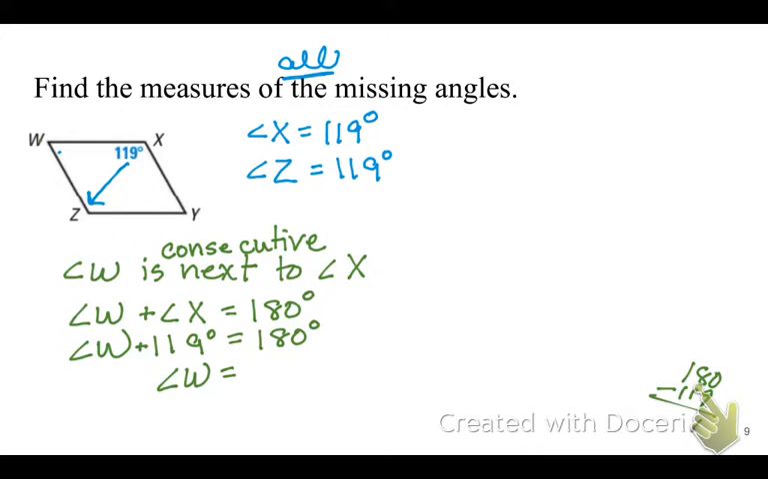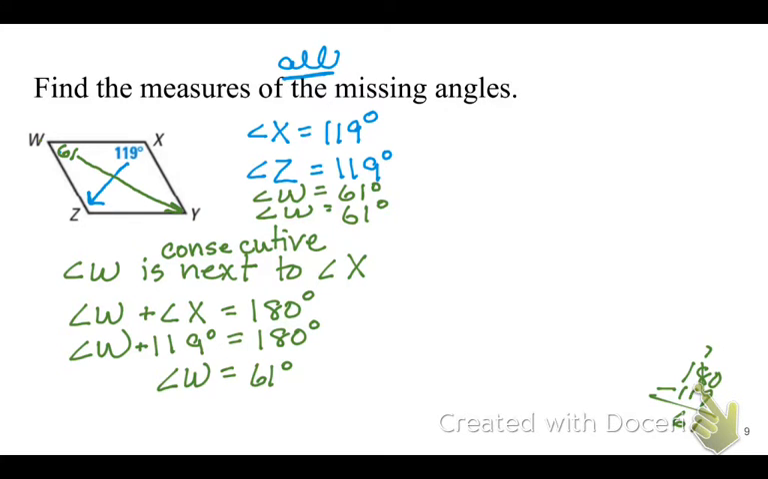W is 61 degrees. And so if angle W is equal to 61 degrees, then what is its opposite angle equal to? Well, by the third statement, angle Y must also be equal to 61 degrees.